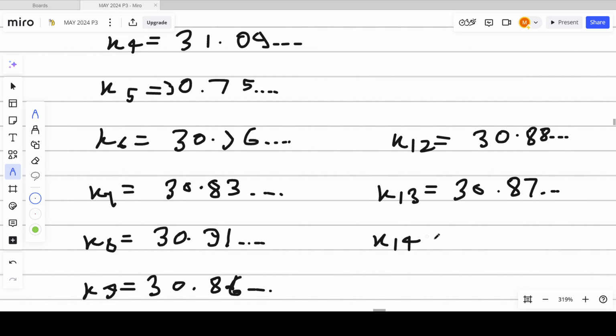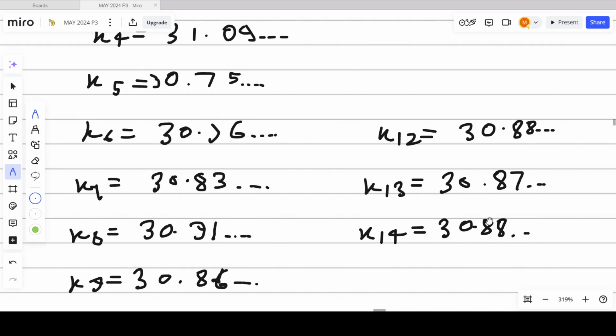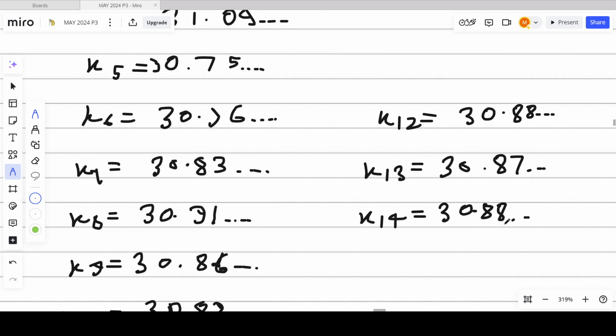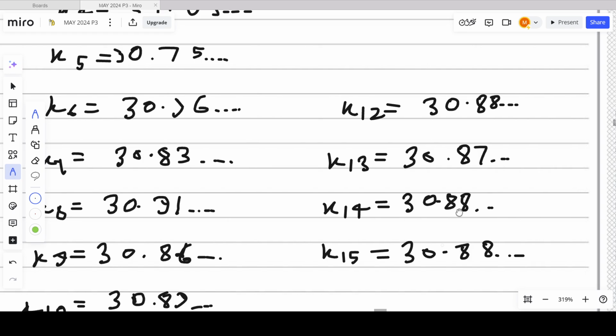x14 would be what? 30.88. So basically 87, then the third digit was above 5, so basically it is getting converged to 88. Okay, so x15, if you find x15, you will see it is 30.881 something. Okay, so we got up to 2 decimal places. The values are not changing.